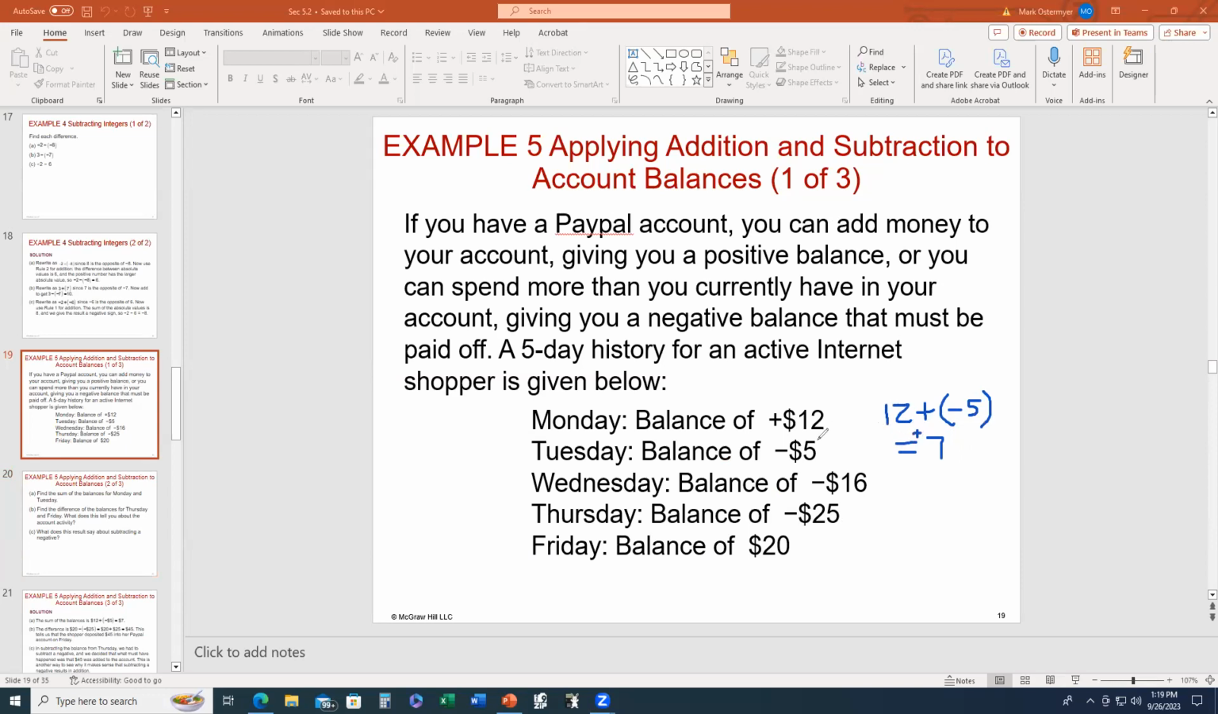So at the end of the day, Tuesday, our balance would be a positive 7. Does that make sense? Positive $7. These are dollars, okay? That makes sense? Yes. All right.